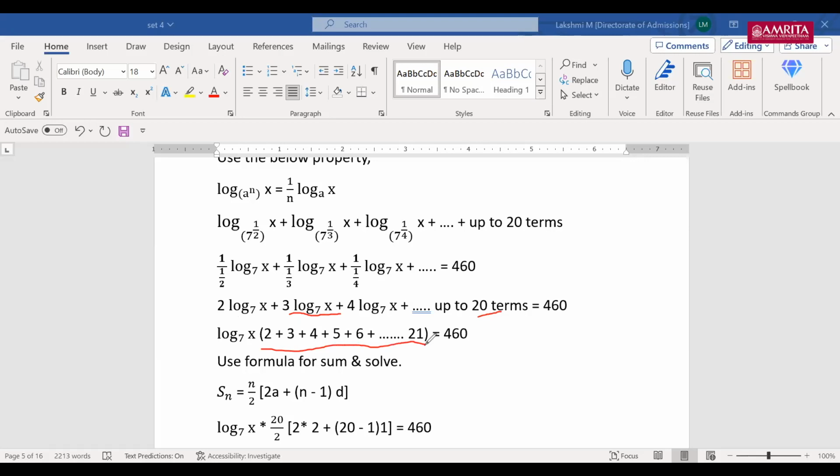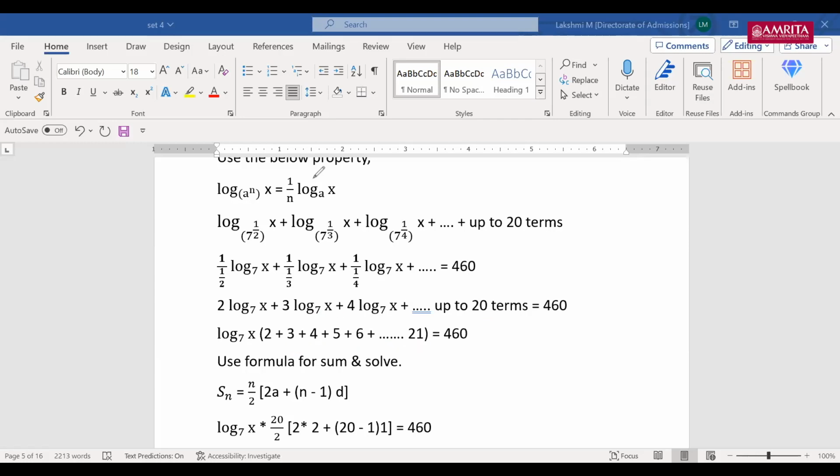It's an AP, right? See, the common difference is 1. Just 2 plus 1, 3, 3 plus 1, 4, 4 plus 1, 5, 5 plus 1, 6. It goes in the same way. So what's the value of the sum? Sn equals n by 2 into 2a plus n minus 1 into d.